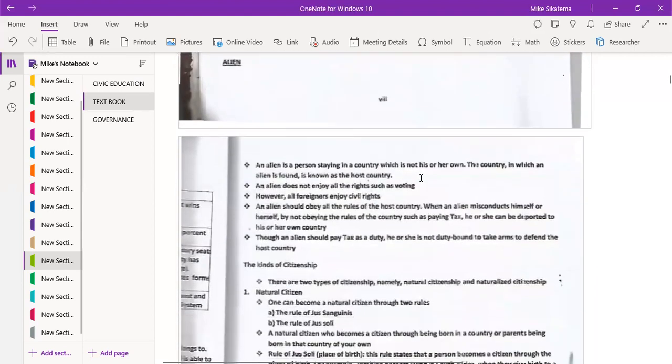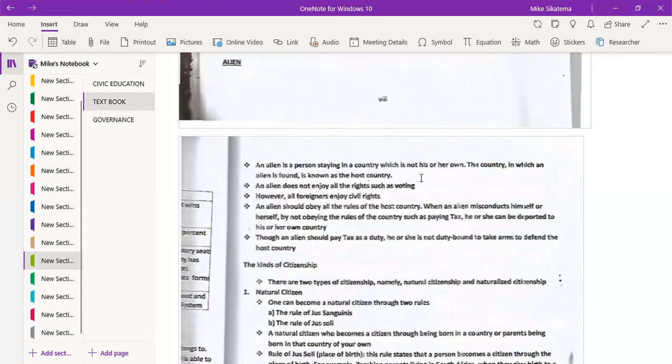So who is an alien? Not an extraterrestrial being from out of space that you see in the movies, but the word alien actually has a social science definition. So an alien is a person residing within the country, but they're not enjoying all the rights that that country has to offer because they do not have full citizenship within the country. So an alien is a person staying in the country, which is not his or her own. No wonder they call them alien, meaning from outside.